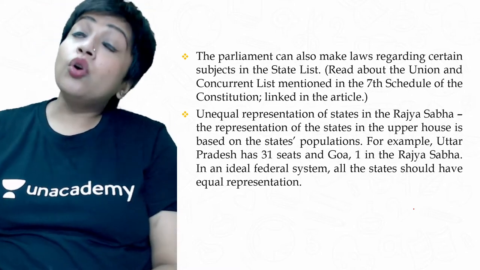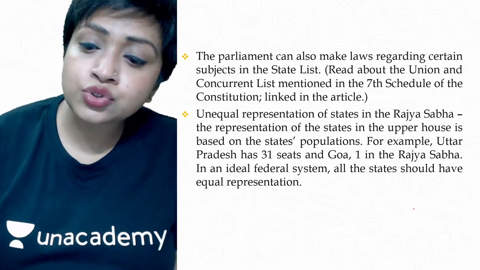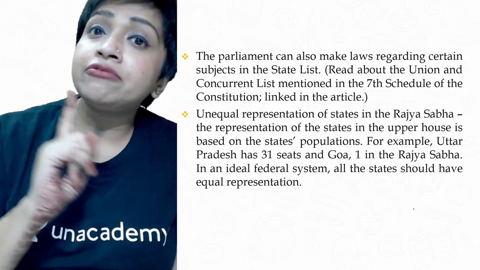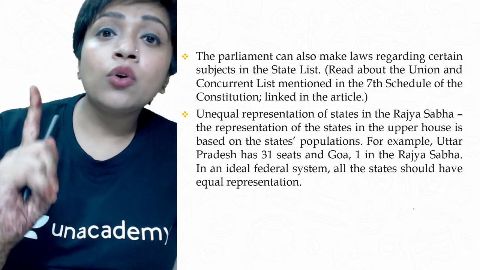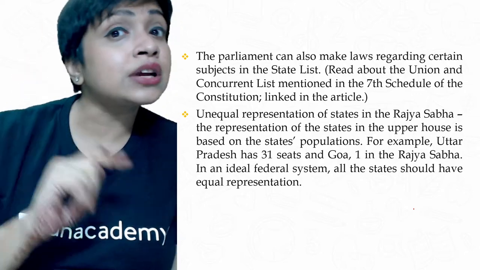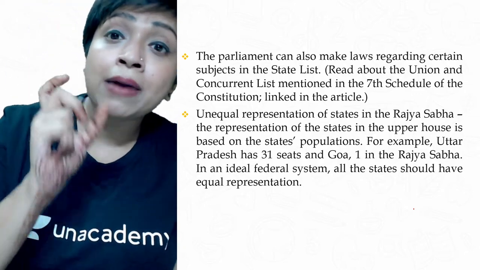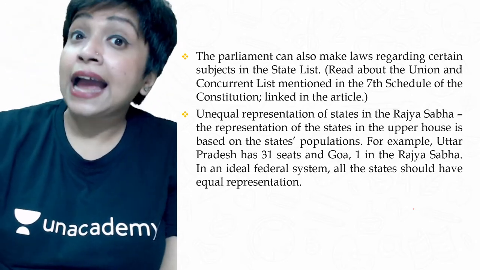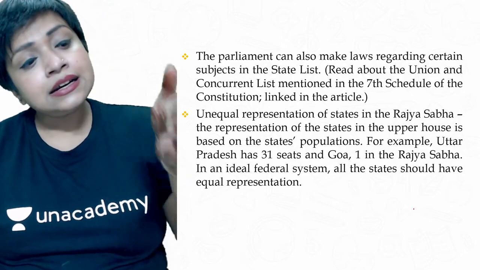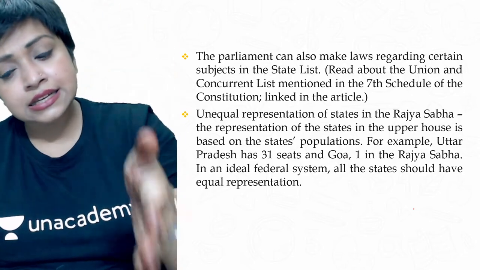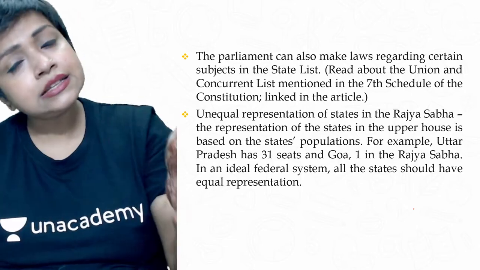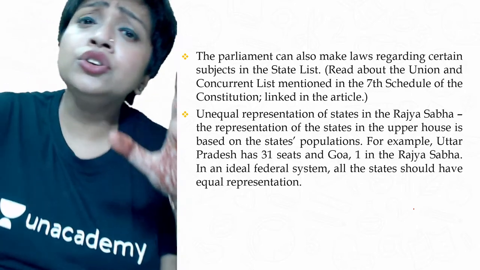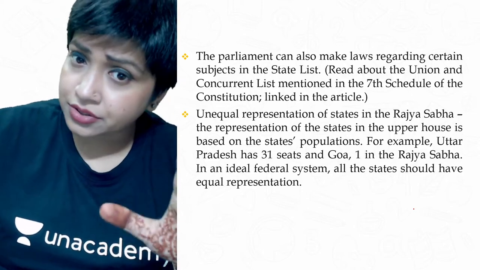Not only this, there is also a provision in the constitution that if the union government wants, the union government can also make laws on certain matters written in the state list. To a certain limited extent, it can do so. That means, though there is this clear demarcation of union list, state list, and concurrent list, even then the union has more power than the state government, right?